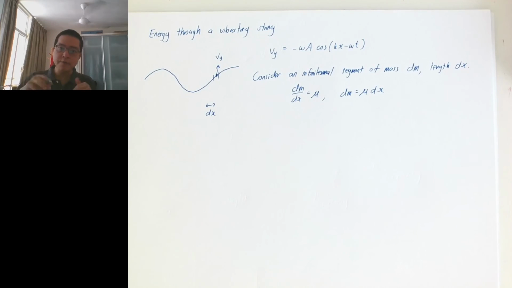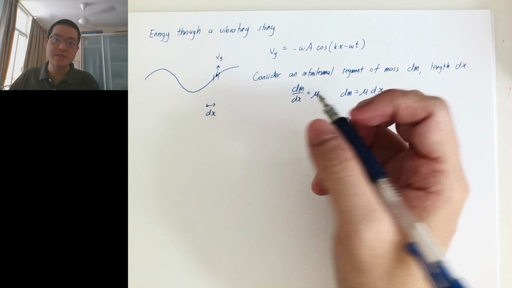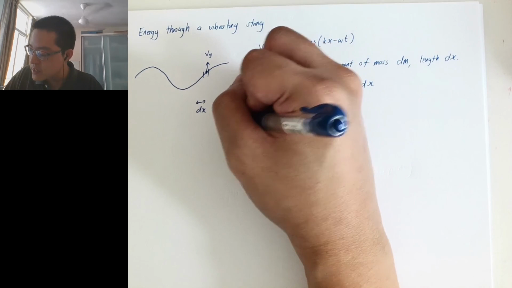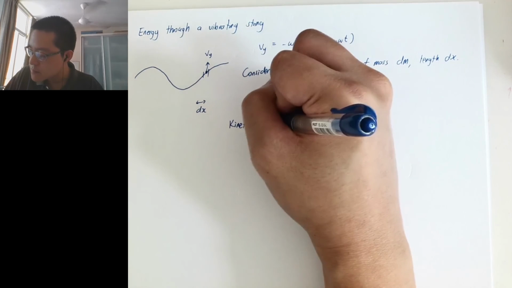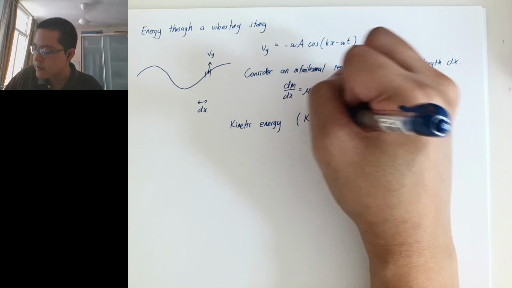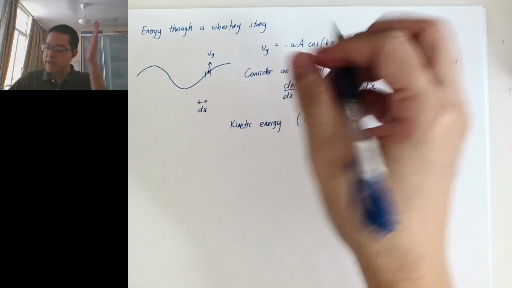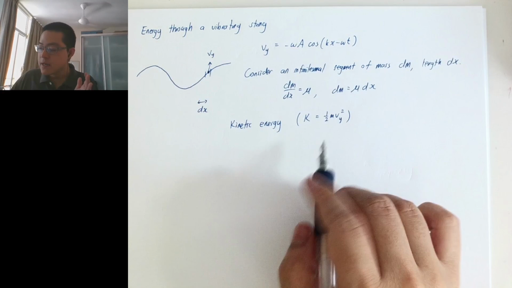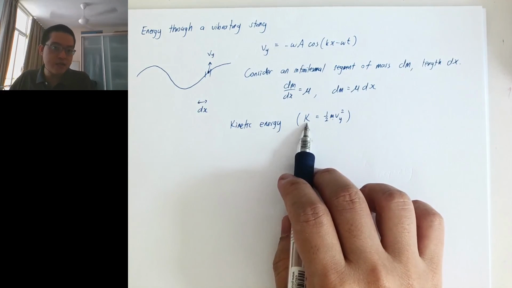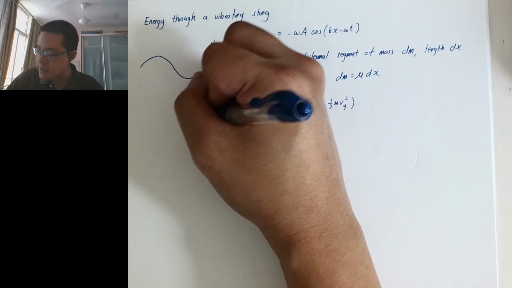A vibrating string actually carries energy. To do this, let us calculate the kinetic energy. This is moving up and down, so we can calculate the kinetic energy using half mv squared. I guess everyone can remember the formula for kinetic energy: half mv squared. This is moving in the y direction, so I have y here. If the mass is small, then the kinetic energy is also small, infinitesimal. So I can calculate the infinitesimal kinetic energy.